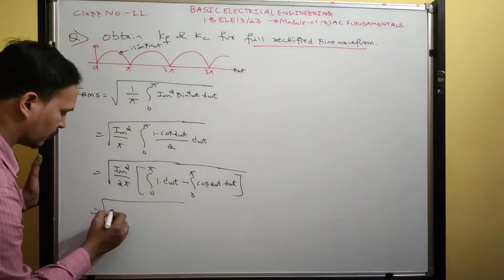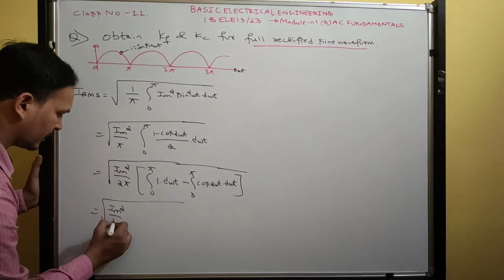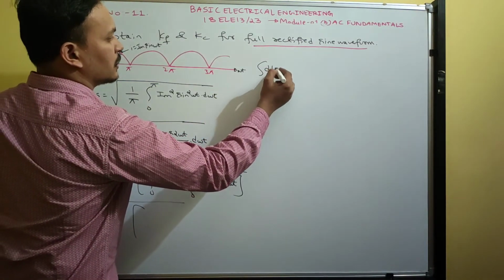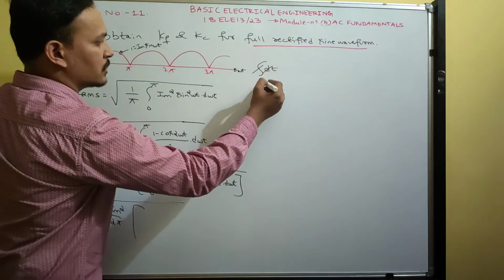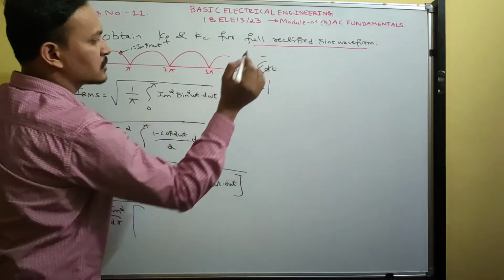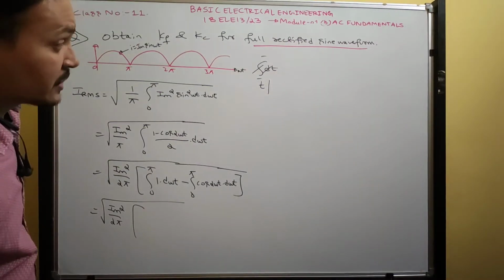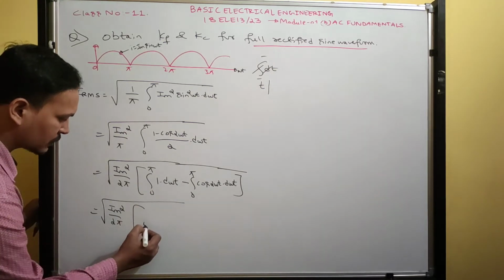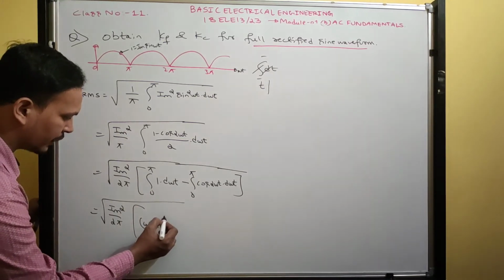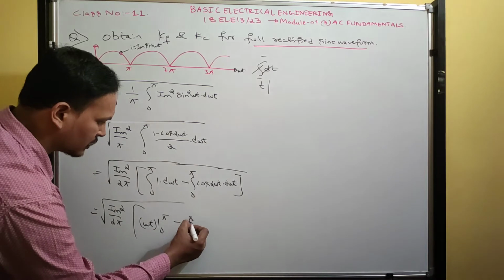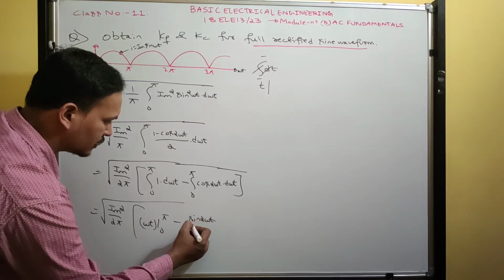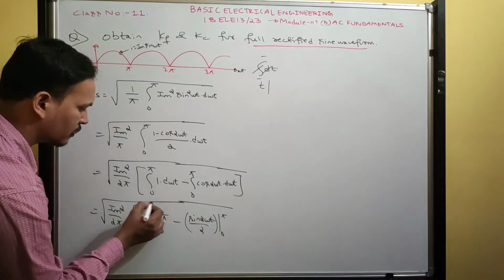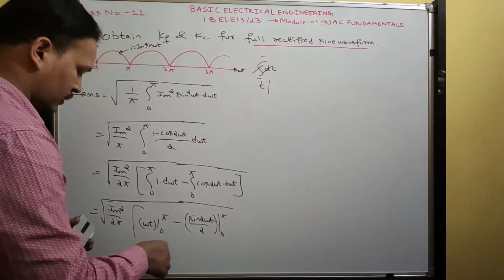Therefore, whole square root of Im square by 2 pi. What is the integration? The integral of 1 into dt: the integral and differentiation cancel, what is left is t. For that, apply the limits of integration. This is basics. Now the integral and differentiation cancel, what is left? 1 into omega t is what? Omega t. Apply the limits 0 to pi. Very good. What is the integration of cos 2 omega t? We already did this: sin 2 omega t by 2, and apply the limits 0 to pi. Now the next step, you can split this.